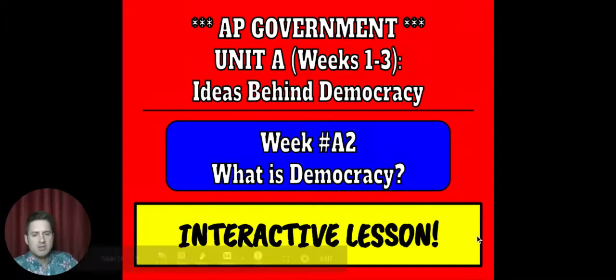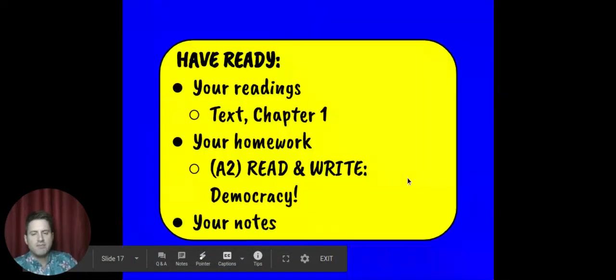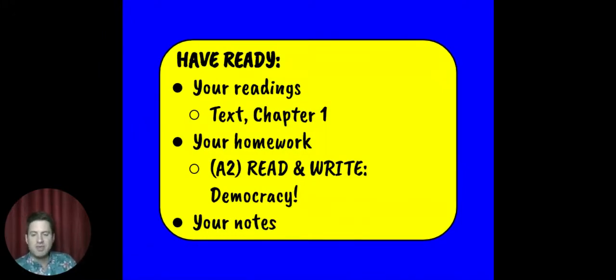While we do this, there are a few things you might like to have handy. They are your readings from your textbook. That's what this is based on. Your homework, the one where you read in the textbook and wrote about democracy, as well as your notes. Remember that during this interactive lesson, you'll be writing things down and showing them to me for a grade.